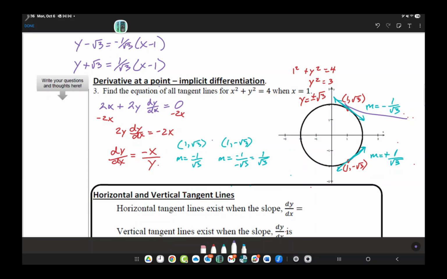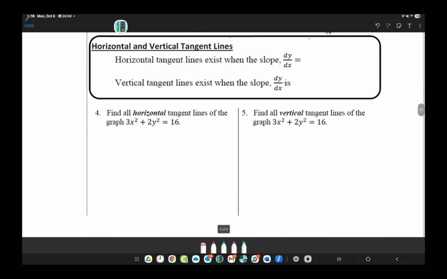Now, this next part will be on your test. This implicit differentiation, you will have implicit differentiation on your test. But this is another part that people had trouble with, so I want to warn you ahead of time.